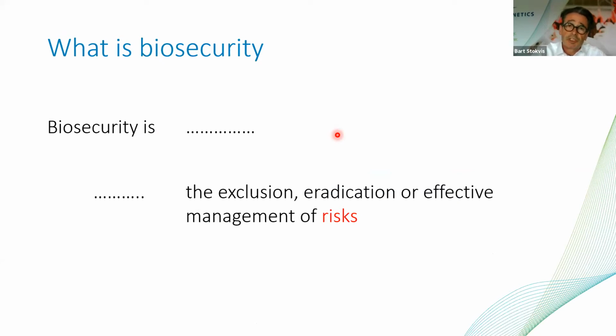What is biosecurity? In fact, biosecurity is a HACCP system. That means it is a hazard analysis of critical control points. You need to know the risks and act accordingly. Risks can be excluded, risks can be eradicated, and risks can be managed.